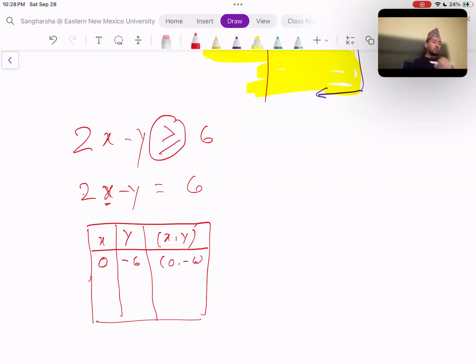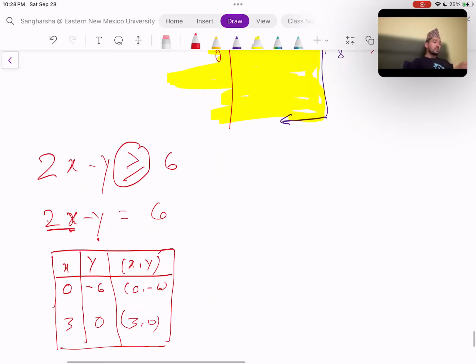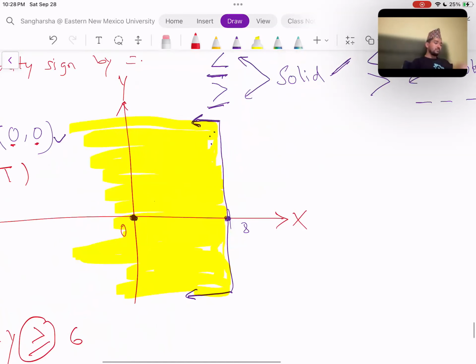We need one more point. Now let me choose y to be 0. If y is 0, what will be 2x? We have 2x minus 0, which is 2x. 2x equals 6, and x equals 3. So we have (3, 0). So these are the 2 points. Now we look for this: 3, 0. Let's say we have 1, 2, 3. So this is (3, 0).